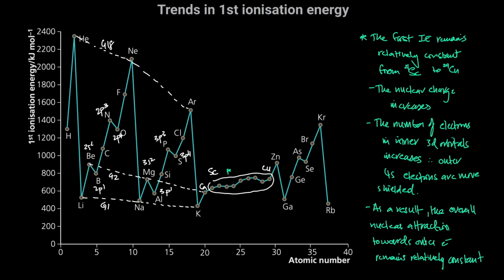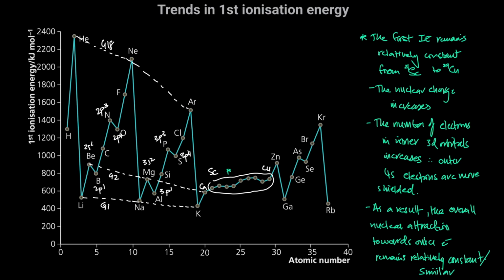So what's happening here is that the nuclear charge increasing means it's harder to lose an electron. However, the shielding increasing means that it's easier to lose an electron, right? And the two changes actually balance each other out. So what we can say here is that the increase in nuclear charge is balanced out by the increase in shielding due to the number of electrons in the inner or lower energy 3d subshell, right, or the lower energy 3d orbitals increasing. So this increase in shielding and the increase in nuclear charge cancel each other out, and therefore the overall nuclear attraction towards the outer electrons remains relatively constant, or we can say that it remains similar.